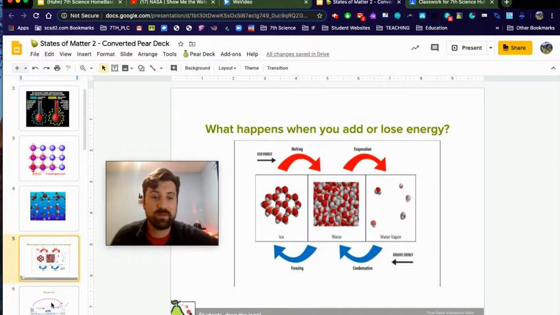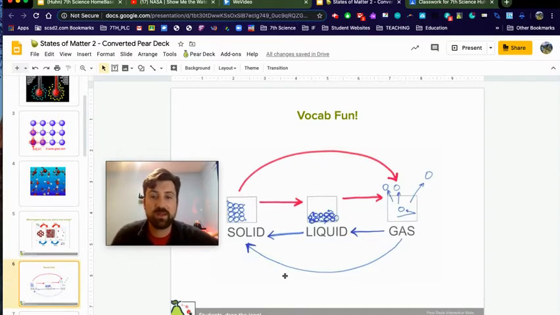Now another image to show you that a little more in depth. This is more of a drawing. Okay, so you can see a solid, the molecules are vibrating, but they're in place. They keep their shape. If I were to drop a solid into a container, it's not going to change shape. It's going to stay its shape, and the molecules just vibrate in place.